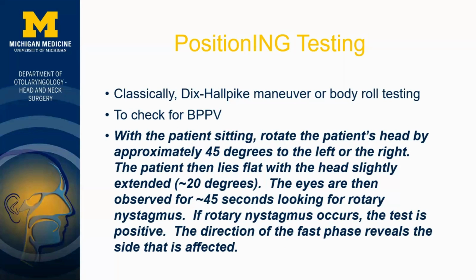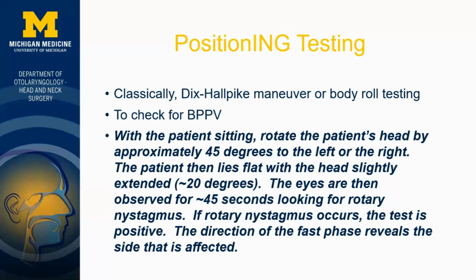And here's our next board review question. With the patient sitting, rotate the patient's head by approximately 45 degrees to the left or the right, depending on which canal you're trying to test. The patient then lies flat with the head slightly extended, approximately 20 degrees. The eyes are then observed for 45 seconds, looking for rotary nystagmus. If rotary nystagmus occurs, the test is positive. The direction of the fast phase reveals the site that is affected.